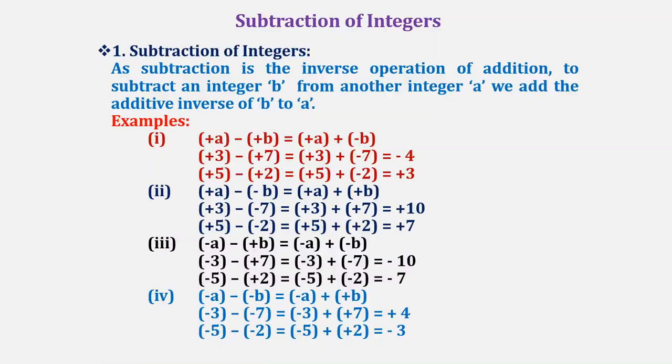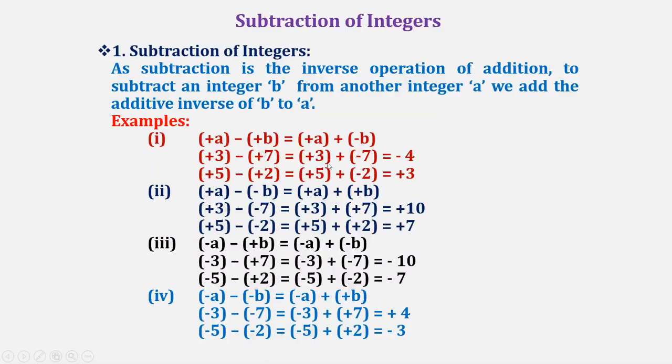What is the rule of subtraction? You should add the additive inverse of the second number to the first number. So that's why we are changing the minus sign as plus sign. You are adding the additive inverse of the second number. So adding means you have to take the plus sign instead of minus sign here, and take the additive inverse of plus 7 as minus 7.